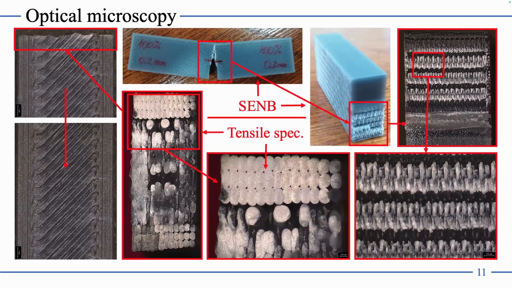And when we look at this 100% SENB specimen, if we look at its fracture surface, we see on the optical microscopy image how this infill looks. So we used 100%, but still we use the honeycomb structure, just to point that out. And we see that in between these structures, there are certain voids. So even though we used 100%, it was impossible for the machine to actually create a full density specimen.